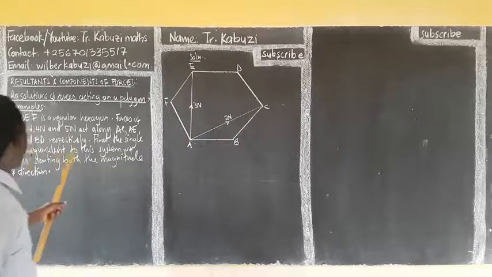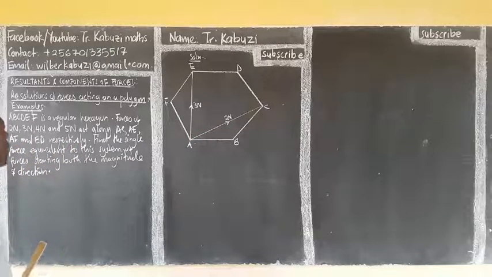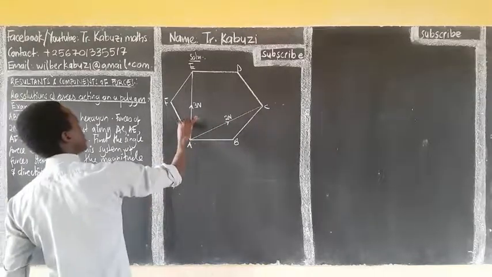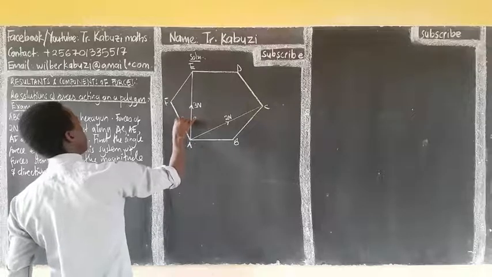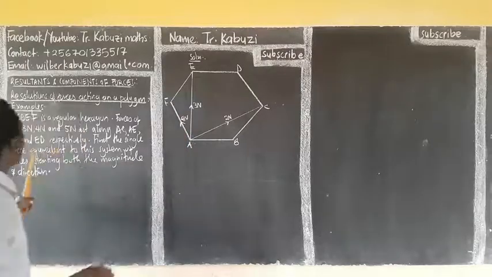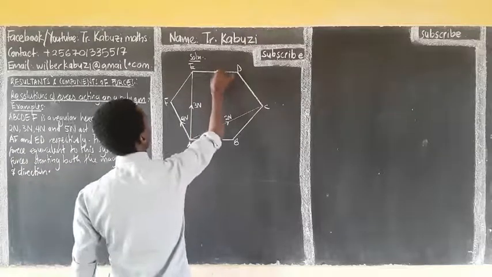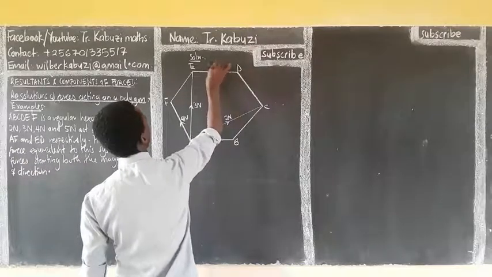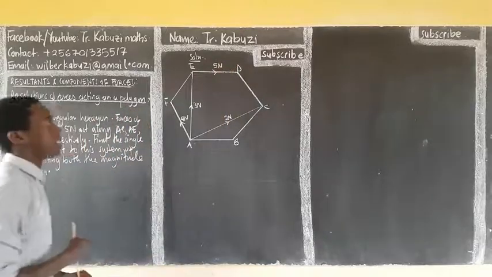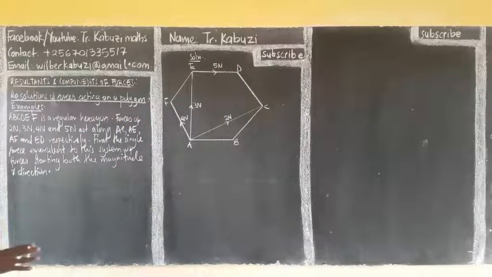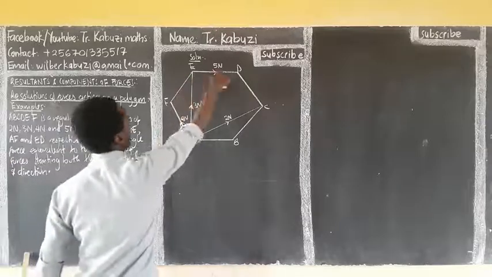4 newtons are on AF. Where is AF? These are our 4 newtons. And ED 5. Where is ED? The direction ED, 5 newtons. Always the order of letters will be giving you the direction. So that is the ED.